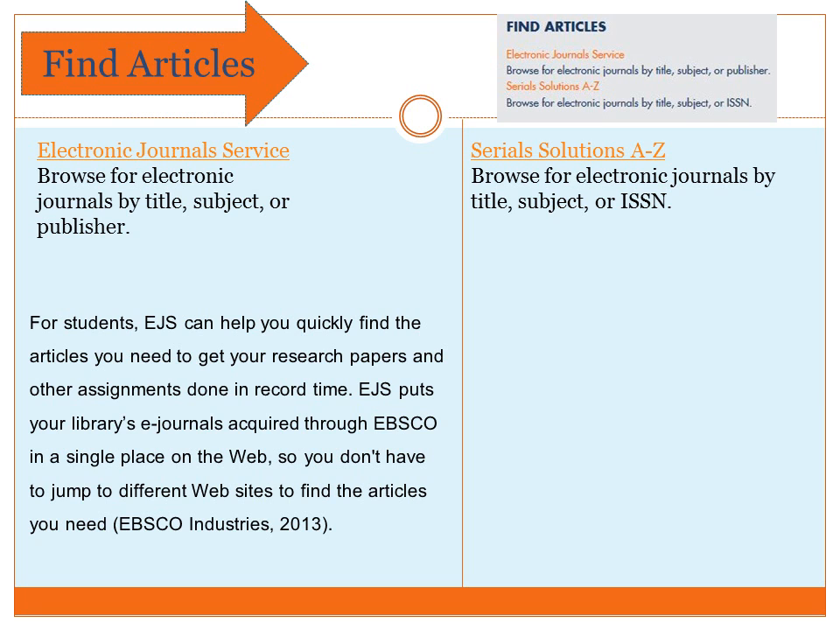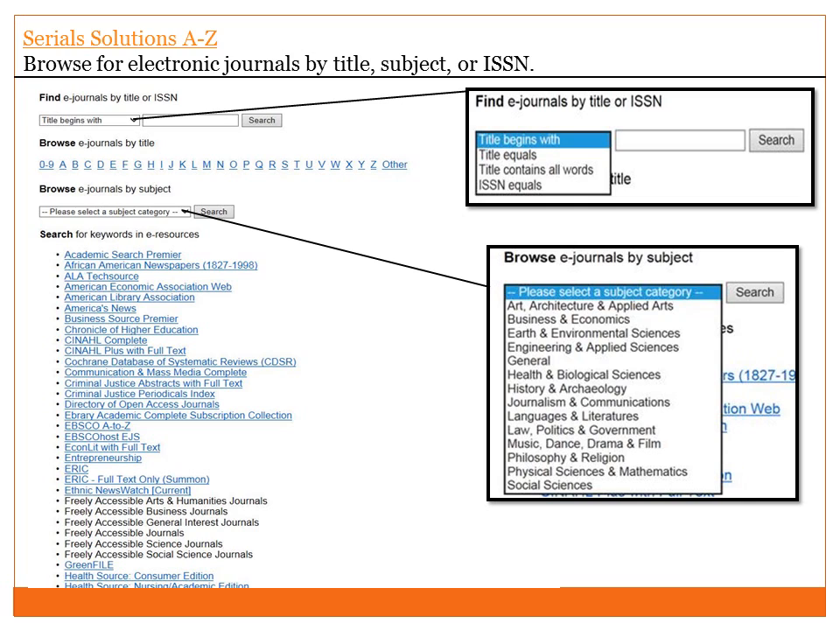Now we'll take a look at Serial Solutions A to Z. This is the home page for Serial Solutions A to Z, where I mentioned you can browse the journals by title, subject, or ISSN. And if you look at the top of your screen, you can see the drop-down where you're able to search by title begins with, title equals, title contains all words, or the ISSN number, which is the unique number for the journal that you might be looking for.